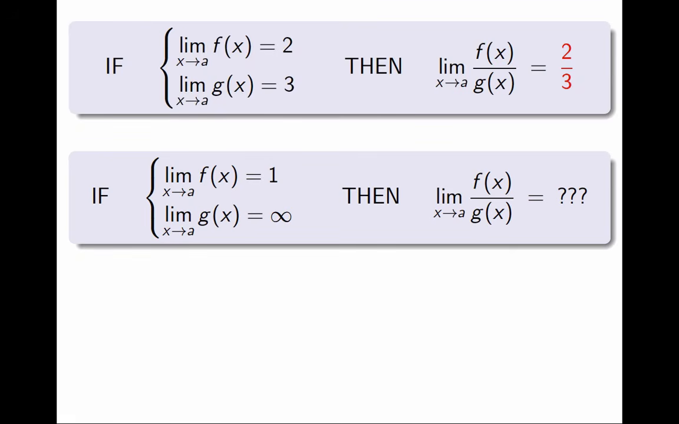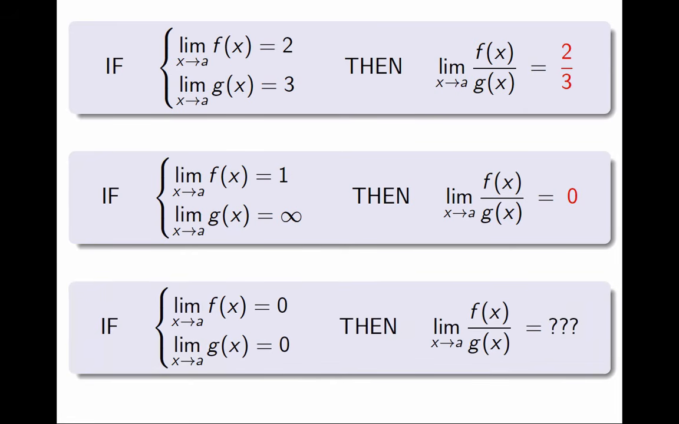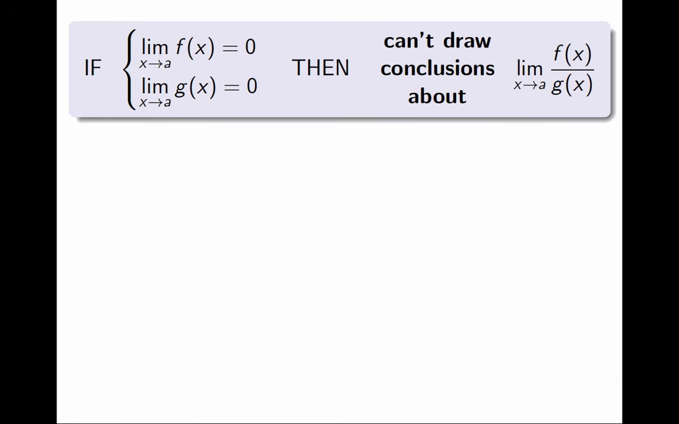Another example. If I know the limit of f is 1 and the limit of g is infinity, what can I conclude about the limit of the quotient? In this case, the limit of the quotient is 0. We can prove this from the definition of limit if necessary. However, if I know the limit of f is 0 and the limit of g is also 0, what can I conclude about the limit of the quotient? In this case, I cannot draw any conclusions about the limit of the quotient. Just based on the information I have, I do not know what the limit will be.